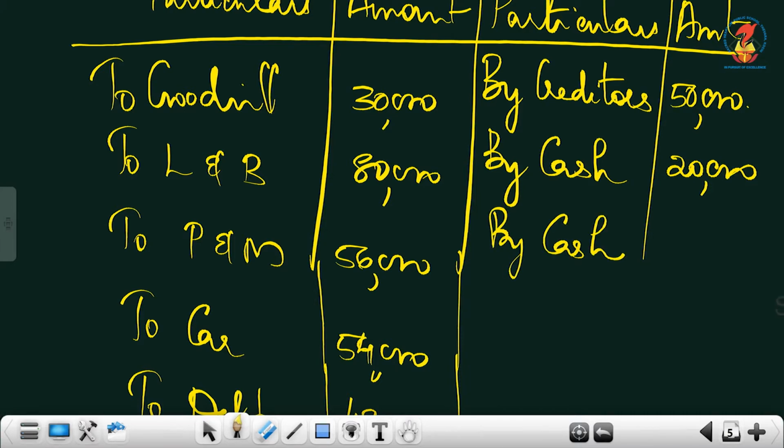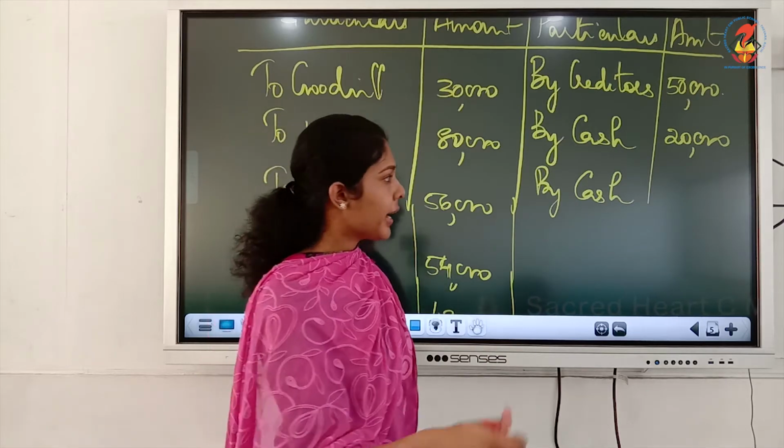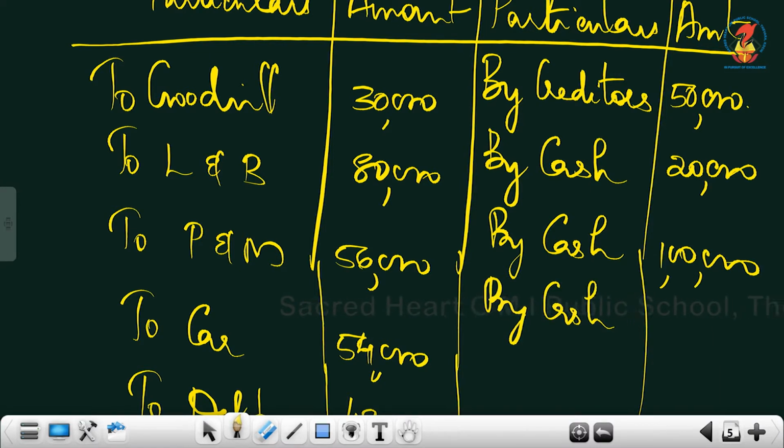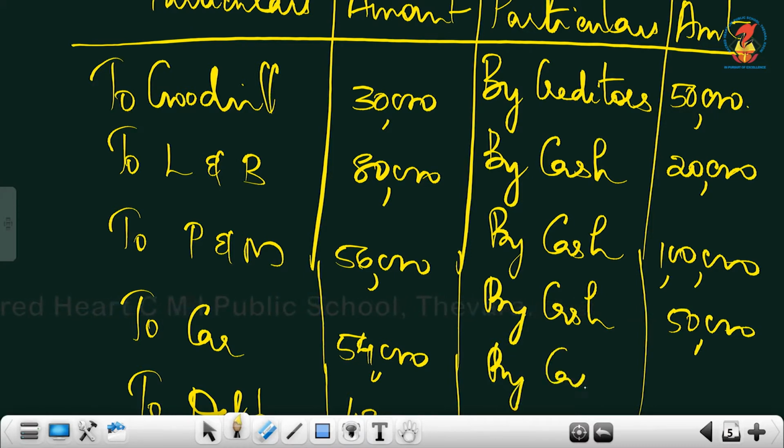By cash. Then we have land and buildings. So all these will be written as by cash itself. We are getting the amount. So 1 lakh. Then land and building we wrote, plant and machinery is 50,000. $28,000.